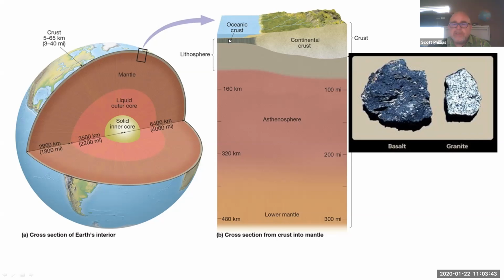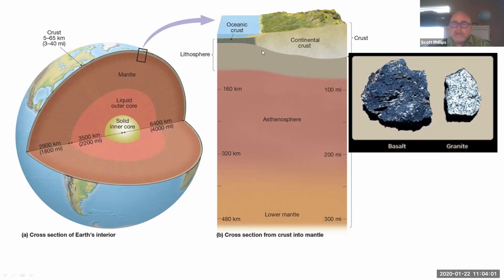There's a different kind of crust in the ocean. It's made of this type of rock called basalt, a darker rock. If you've ever seen pictures of Hawaii or been there, you might see black rock. That's basalt. That is what the oceans are typically made of. And continents are made of a lighter material.